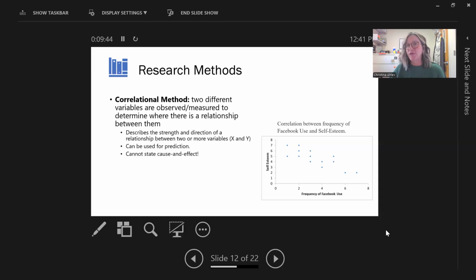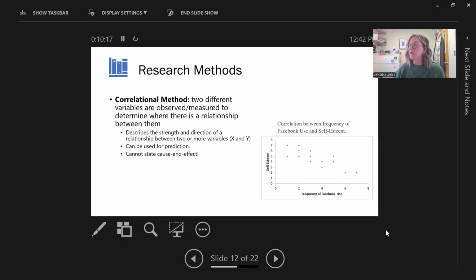In this case, as you can see, as the frequency of Facebook use goes up, self-esteem is decreasing. So that's an inverse relationship. And because those dots on the scatter plot are pretty close together in a straight line, it looks like a moderate to strong relationship. But we don't have any values or statistics to be able to state that. That's really what the correlational method does: it looks at the relationship between things.